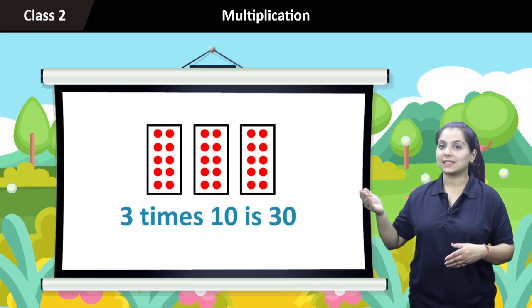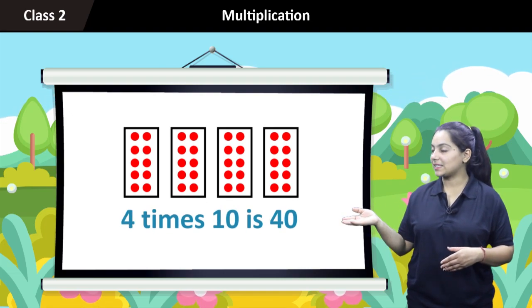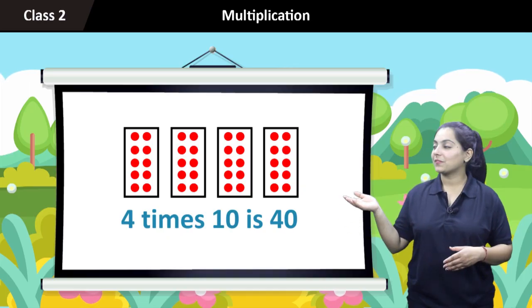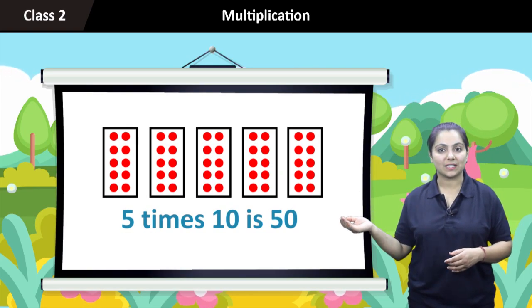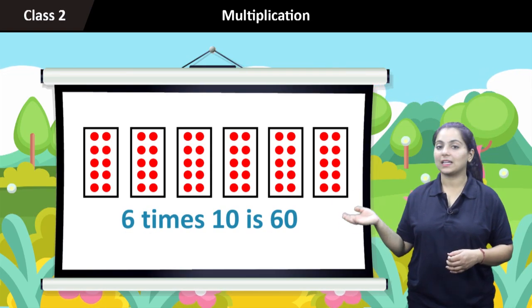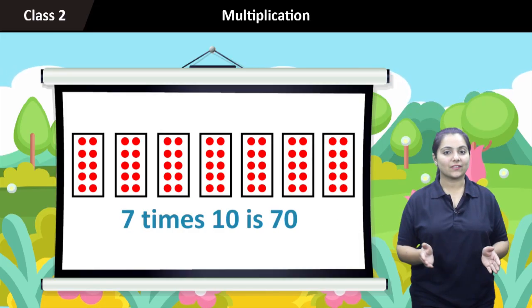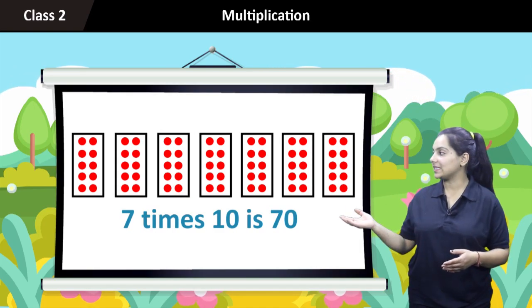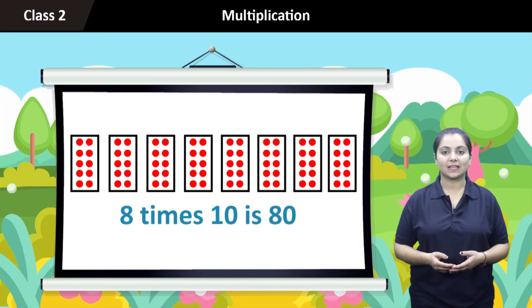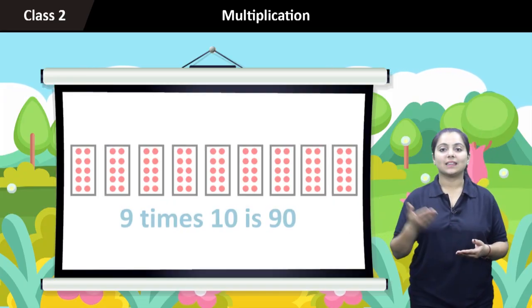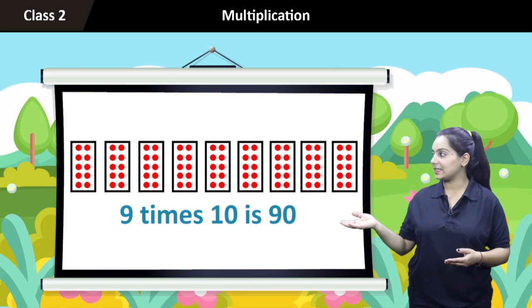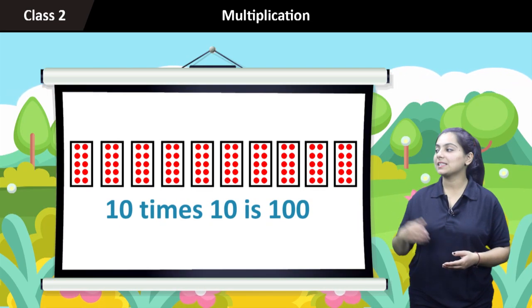3 times 10 is 30. 4 times 10 is 40. 5 times 10 is 50. 6 times 10 is 60. 7 times 10 is 70. 8 times 10 is 80. 9 times 10 is 90. 10 times 10 is 100.